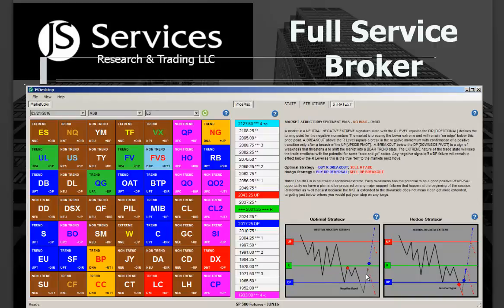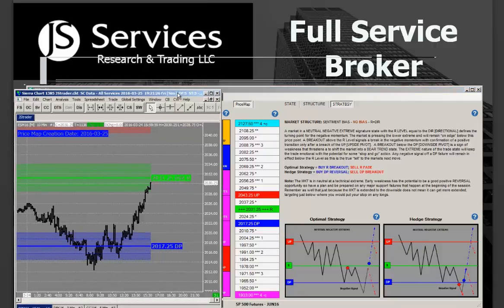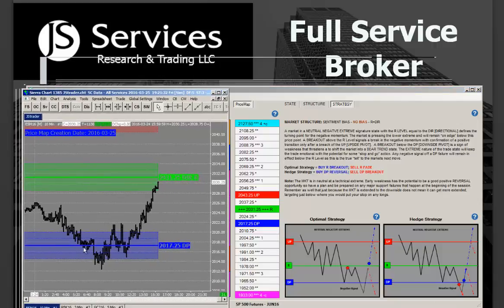If the news event is positive, they can see that they've got a couple positive choices. Buy our breakout above a defined price point, as well as a buy DP reversal off another defined price point. Broker can quickly pull up a chart, look at price action, and see that there is a strategy in play. There is a buy DP reversal strategy, and get their clients into that opportunity.